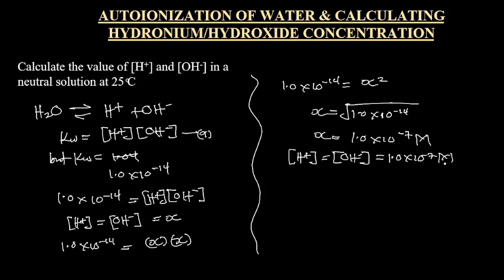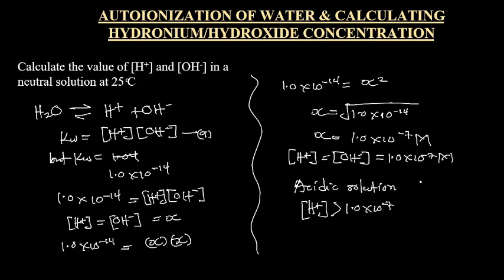I will advise that it should be something that you know offhand. So you have to know it by heart as well. Then let's take note of this: in acidic solution, the H plus concentration should be greater than 1.0 times 10 exponent minus 7.